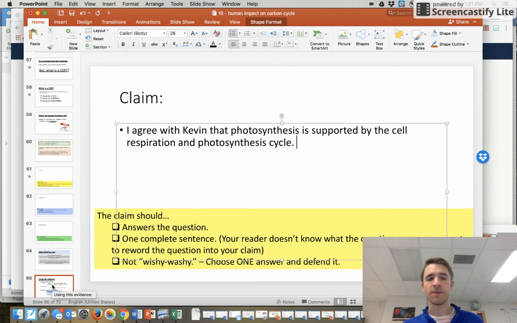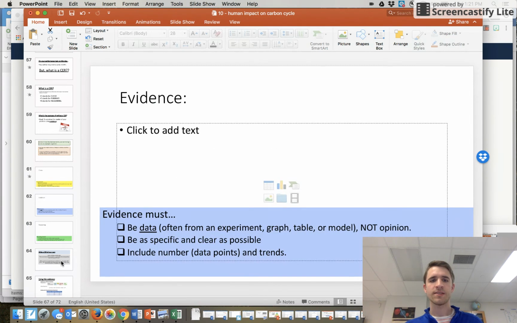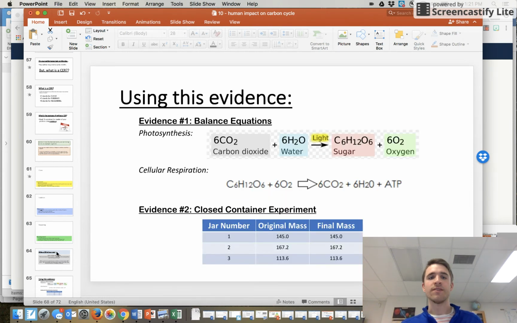So evidence will always be things I've given you, normally numbers or data, just objective things, right? It's not your own opinion. You won't say, like, well, I think this is true because plants are green, right? That doesn't matter. So now let's move on to our evidence page and see what we got. It says evidence must be data, be specific and clear, and include numbers, data points, and trends. So I've given you the evidence to work from, right?